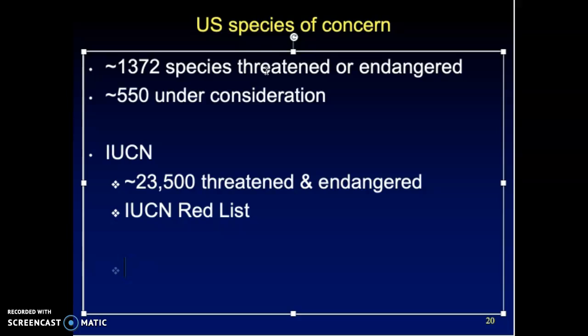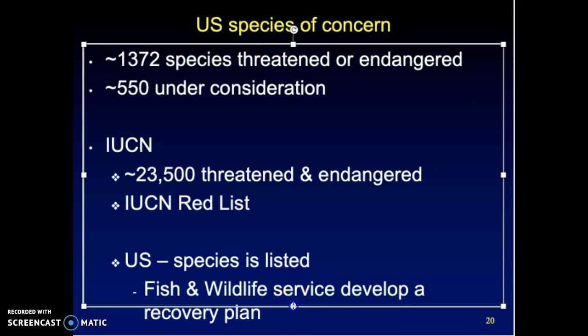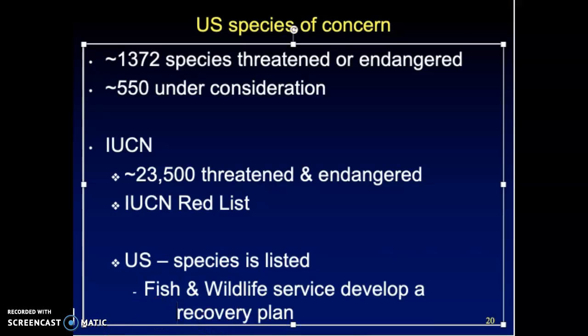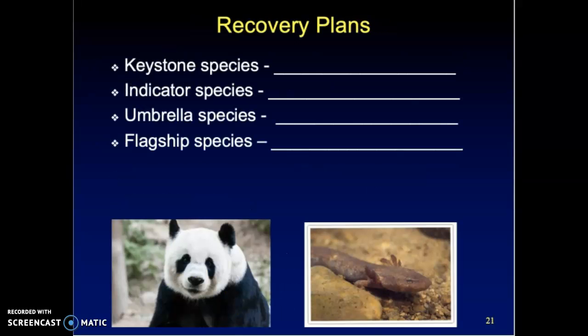Now in the US, when a species is listed and it makes a list, the Fish and Wildlife Service will develop a recovery plan. So that's what they're going to do, they're going to say, okay, here's this new species or a species that's on the list. We need to establish a recovery plan to get that species off the list. So when we're working with endangered species and species of concern, recovery plans are incredibly important. So let's take a look at a recovery plan.